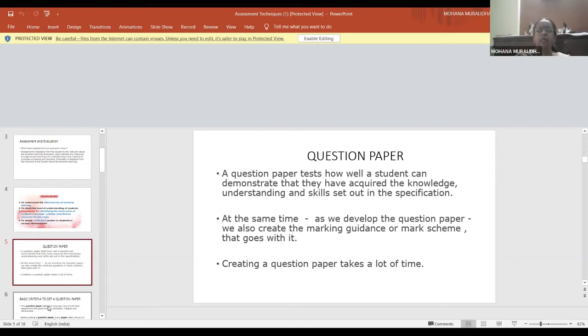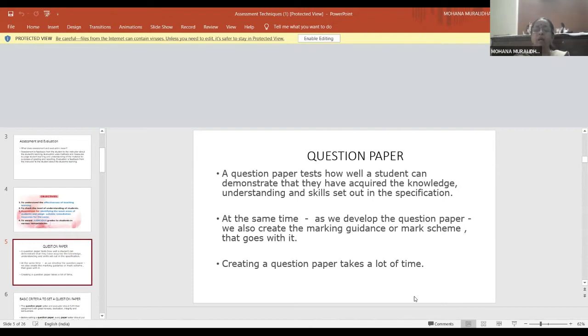That's the intention behind. At the same time, as we develop the question paper, we also create the marking guidance or marking scheme which goes with it. It cannot be just like that done. It has to go with it. That's very, very essential. So let us keep in mind, as and when we set a paper, we need to know the marking scheme. Marking scheme நம்மளுக்கு இல்லைனா, we won't understand if that question really deserves 4 marks or 3 marks or whatever it is.